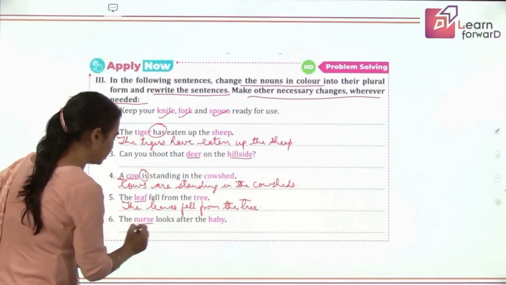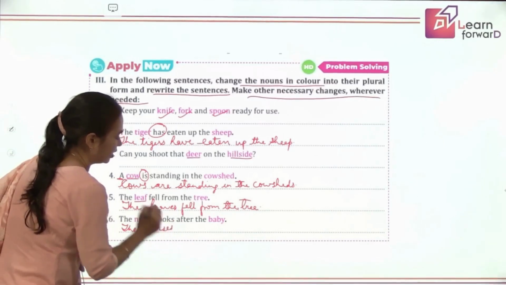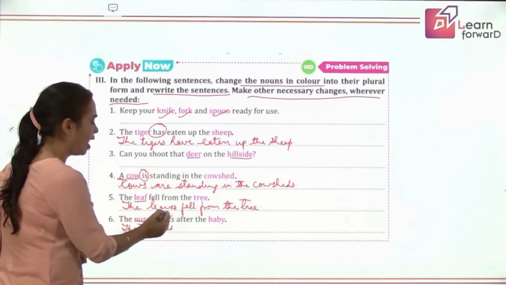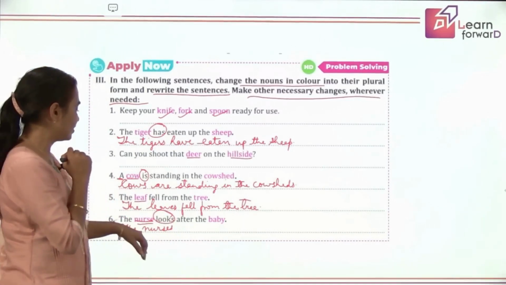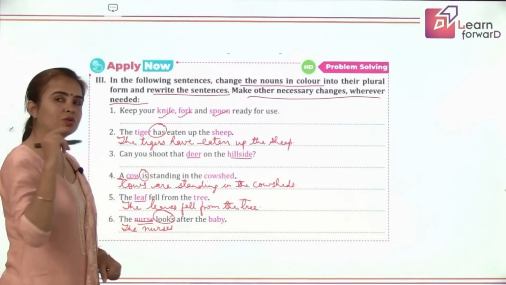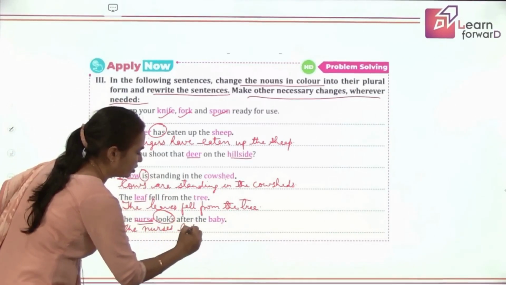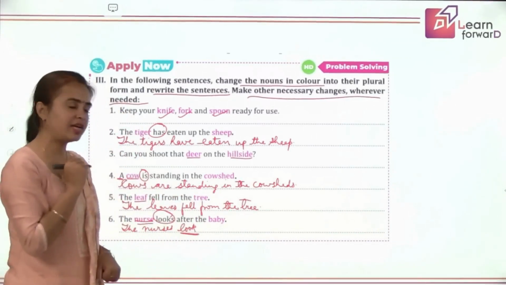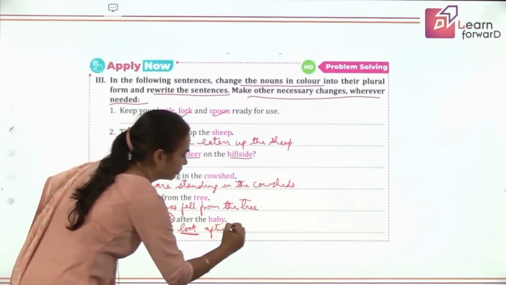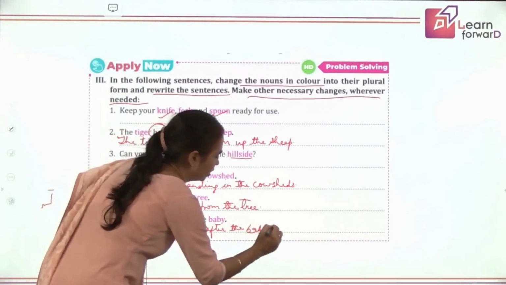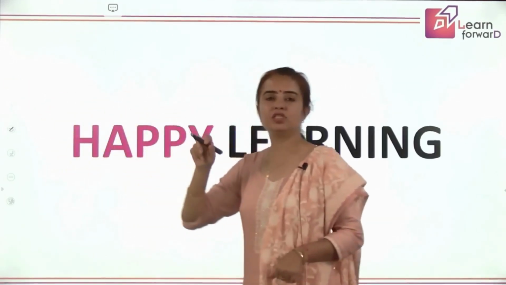And the last sentence is the nurse looks after the baby. The nurse becomes nurses. Will you skip the? No. Good. The nurses. Now see, when the nurse is singular, I am using s with the verb. We have learnt verbs in earlier classes. So with plural also, do you use s with the verb? No. So we will drop that. We'll change this verb. Now see, this is the other necessary change required. The nurses look after the babies.